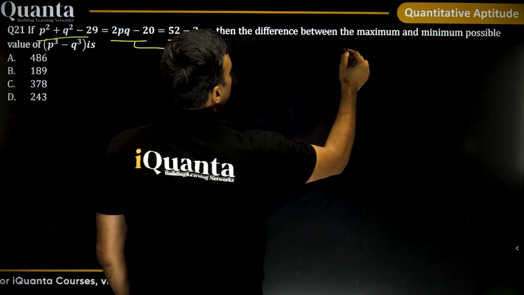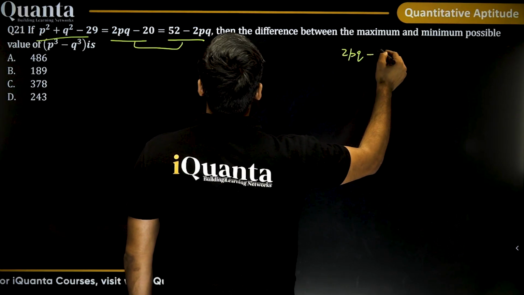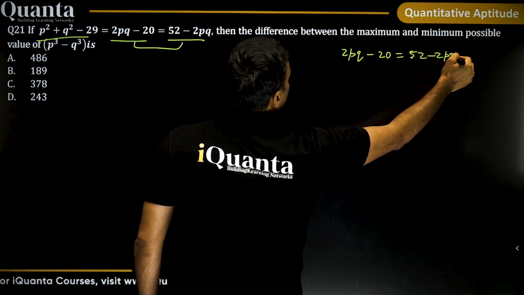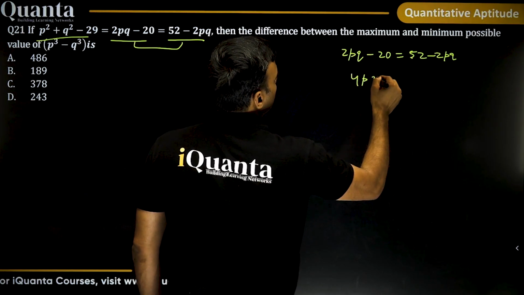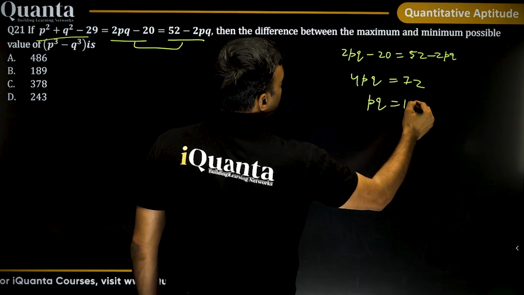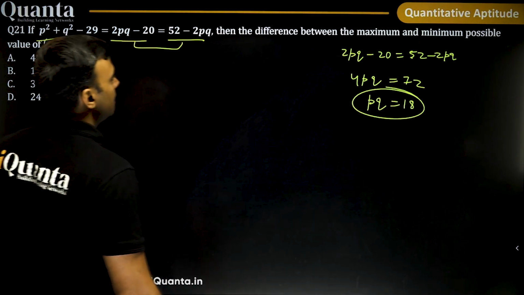So 2pq minus 20 is equal to 52 minus 2pq. So 2 and 2, 4pq is equal to 20 and 52, 72. So pq is equal to 18. This is one part, right?